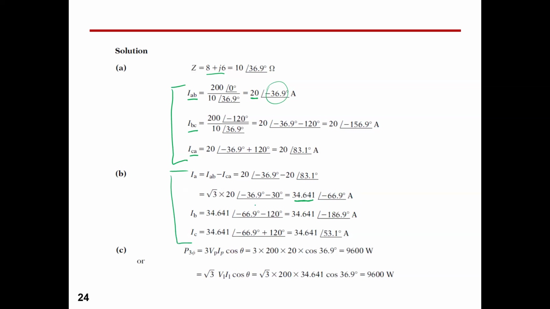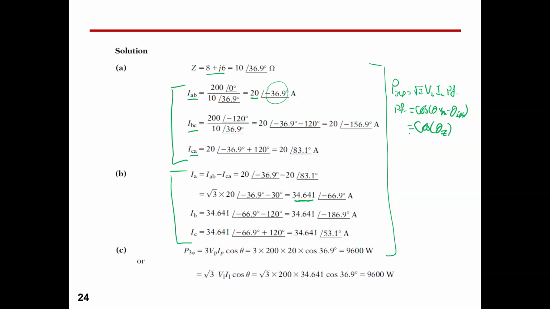Now, power. We need to calculate the power. As we mentioned before, guys, power of a three-phase system equals root 3 V line I line power factor, where power factor is cosine of theta V phase minus theta I phase. You can also calculate power factor as cosine of theta of your impedance.